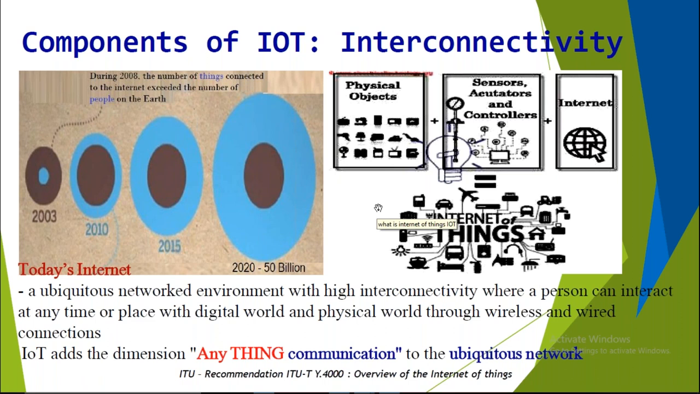Between people, man to man, machine to machine, man to machine, machine to sensor, machine to device, or machine to computer. That is why one can say that IoT adds the dimension of any-thing communication to the ubiquitous network. In one phrase, anything communication to the internet. That is what Internet of Things is.